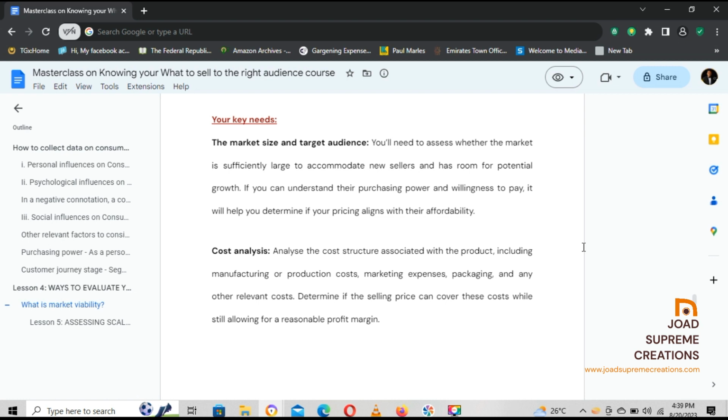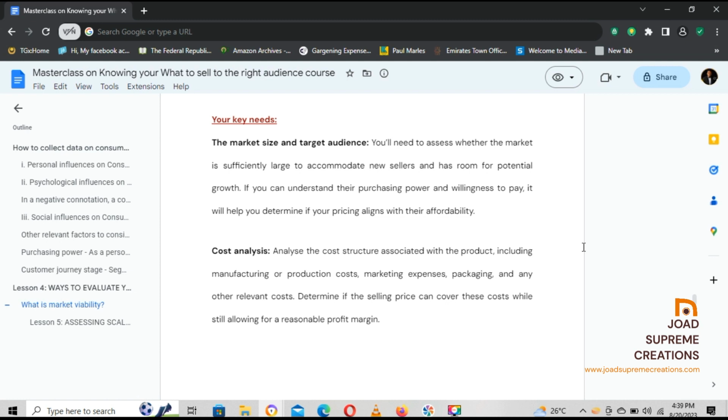After carrying out your market research, you will know if it's a market that you can enter. Before you enter into the market, you know if the market has room for potential growth. Then you also need to understand the purchasing power of your target audience. Will they be able to afford your product? Because you don't want to create a product that they won't be able to afford, which leads us to the next point that says cost analysis.